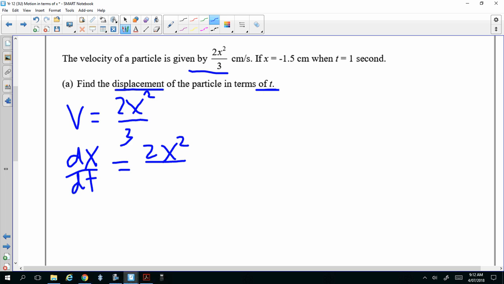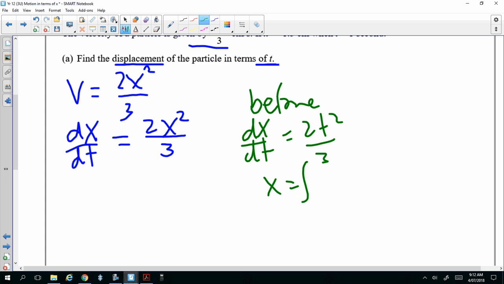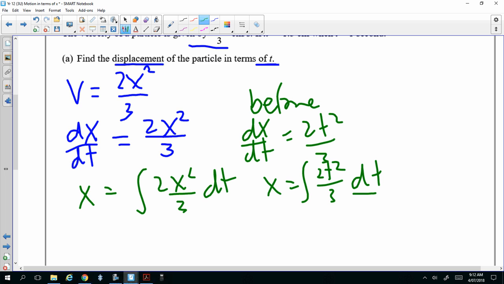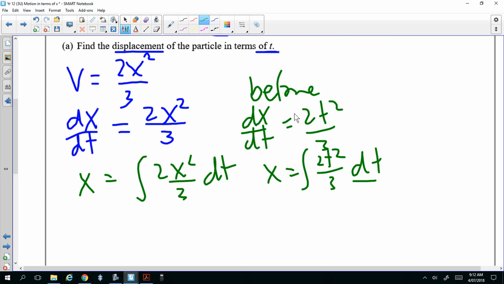That's your first step. But unlike the one we did before, where dx/dt equals 2t squared over 3 and I could just integrate with respect to dt, that's no problem. This one, if I do this, is a problem. I can't integrate it because this is x, this is t. You can do that if it's in terms of t, but not in terms of x.